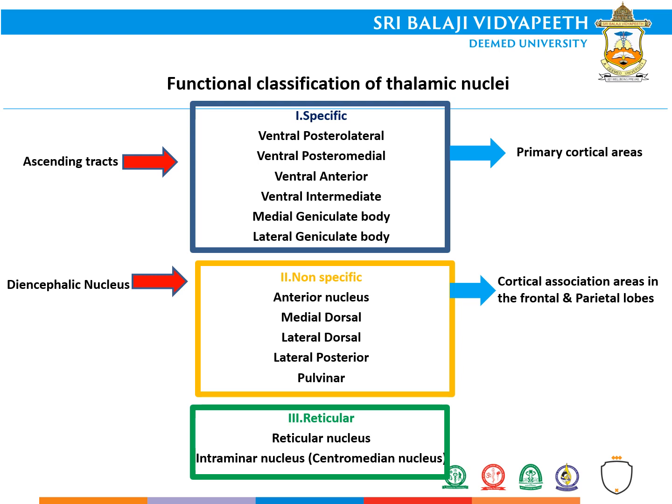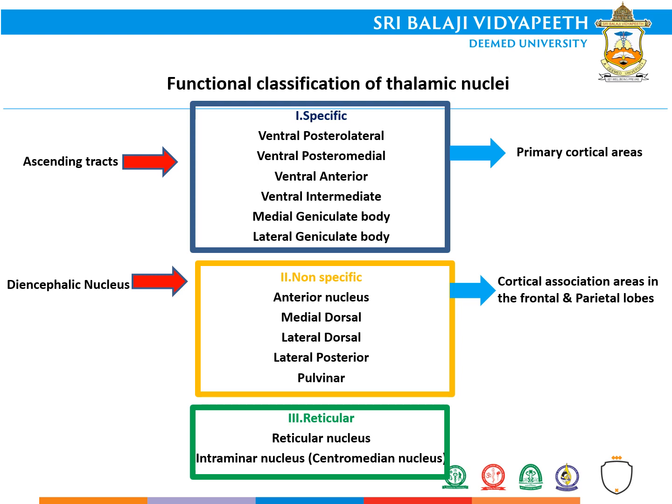Coming to the functional classification of these nuclei. Now these nuclei are classified as specific, non-specific and reticular. The specific nuclei include the ventral posterolateral nucleus, ventral posteromedial nucleus, ventral anterior nucleus, ventral intermediate nucleus, the medial geniculate body and the lateral geniculate body. And the ascending tracts give their inputs into these specific nuclei which further project into the primary cortical areas.